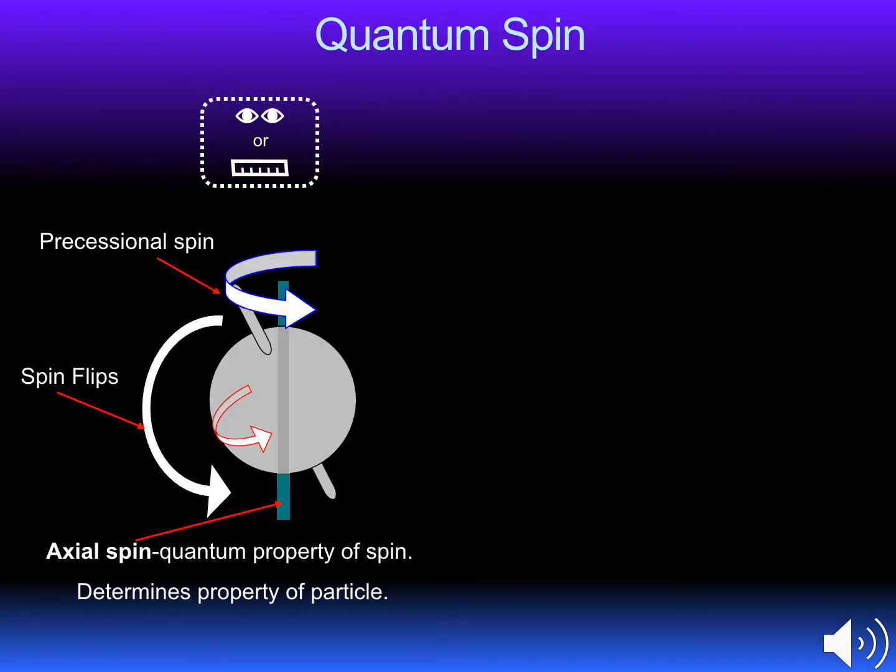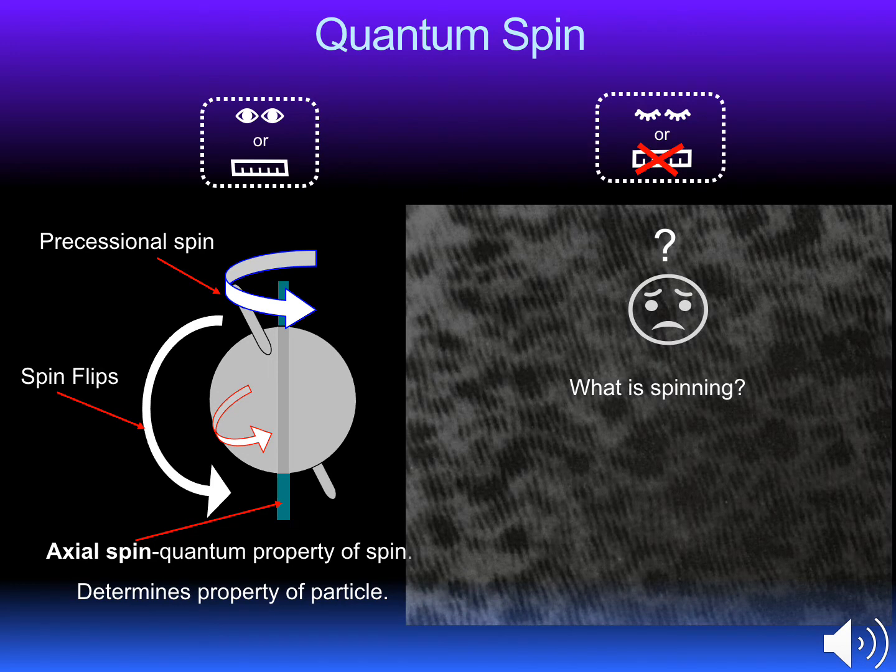Now, let's get back to quantum spin. This is where the interesting things really happen. So we have on the left-hand side a typical particle, and we talked about the axial spin, the precessional spin, and the spin flips, and that happens when we're observing it. But what happens when we're not observing it?